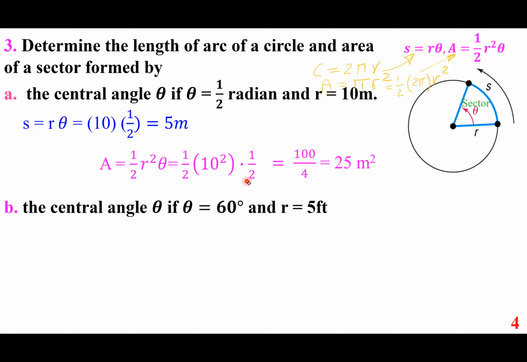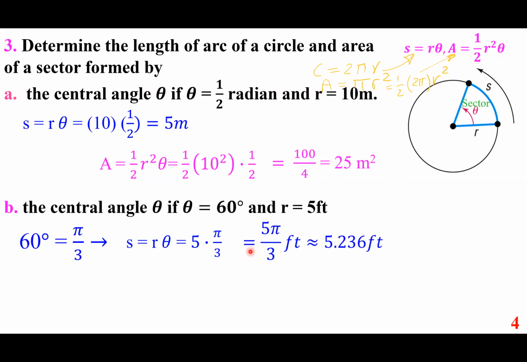Now, in part B, we are looking at the same concept. The only difference between part B and A is that this is in degrees. As you know, 60 degrees is pi over 3. It's one of those common arcs. And now we are going to use S equals r theta. So 5 times pi over 3. And that's 5 pi over 3 precisely. This is an exact answer. And it's a rough estimate.